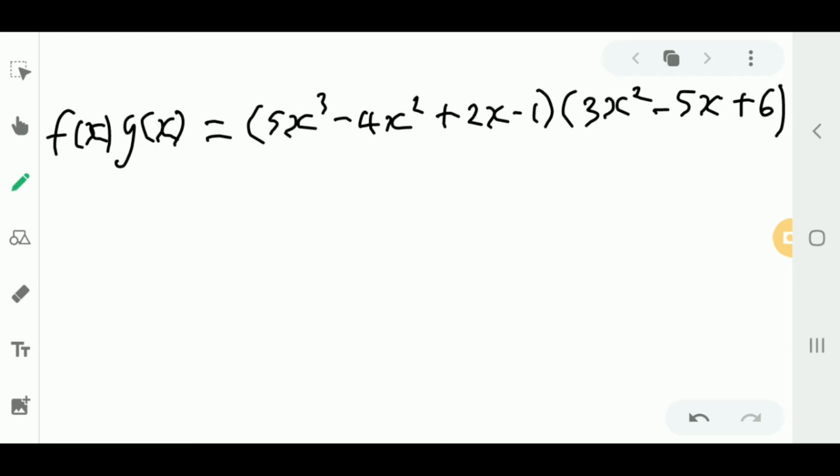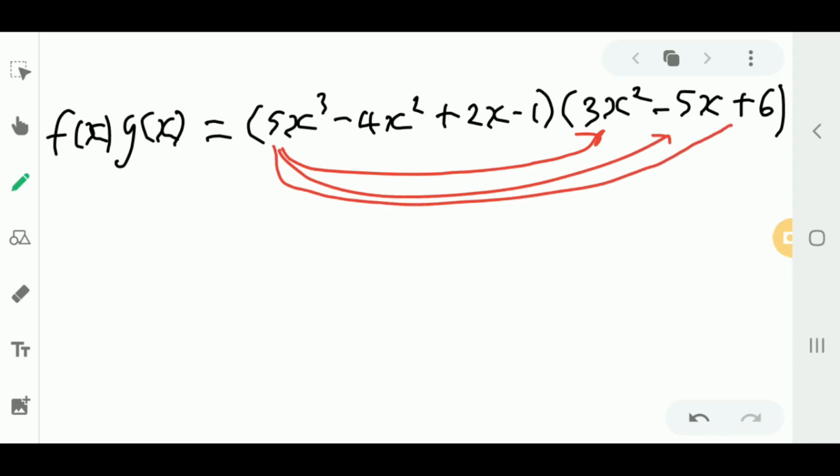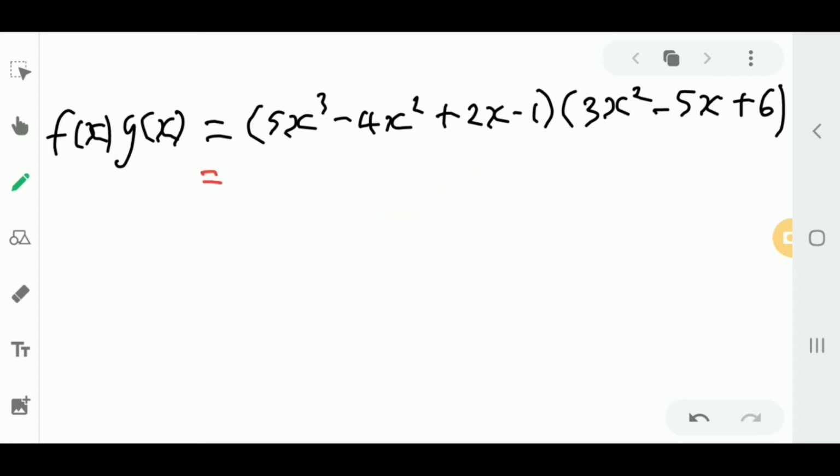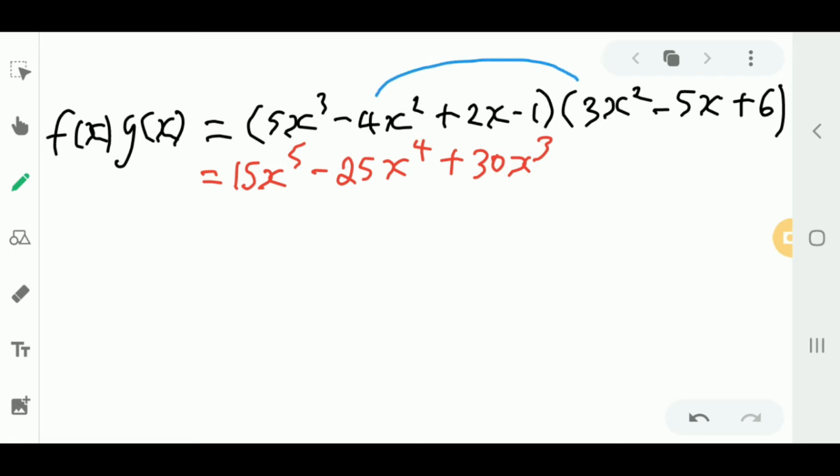Okay, so now because we're multiplying, we have to multiply each term in the first bracket by each term in the second bracket. So what that means is, first we have to say 5x cubed times this, then times it by this, then times it by this. So that gives us 15x to the 5 minus 25x to the 4 plus 30x cubed.